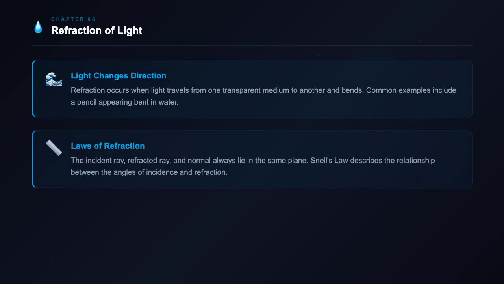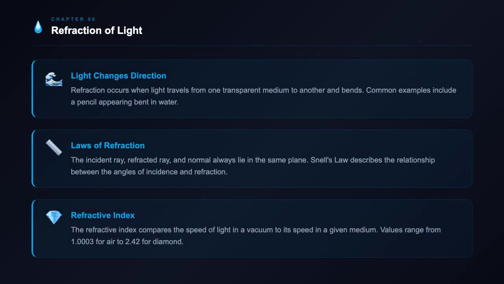Refraction occurs when light changes direction as it travels from one transparent medium to another. This can be seen in everyday situations, such as a water tank's bottom appearing raised or a pencil in water looking displaced. Two laws govern refraction. The first states that the incident ray, refracted ray, and normal lie in the same plane, and the second, Snell's law, describes the ratio of the angles of incidence and refraction.